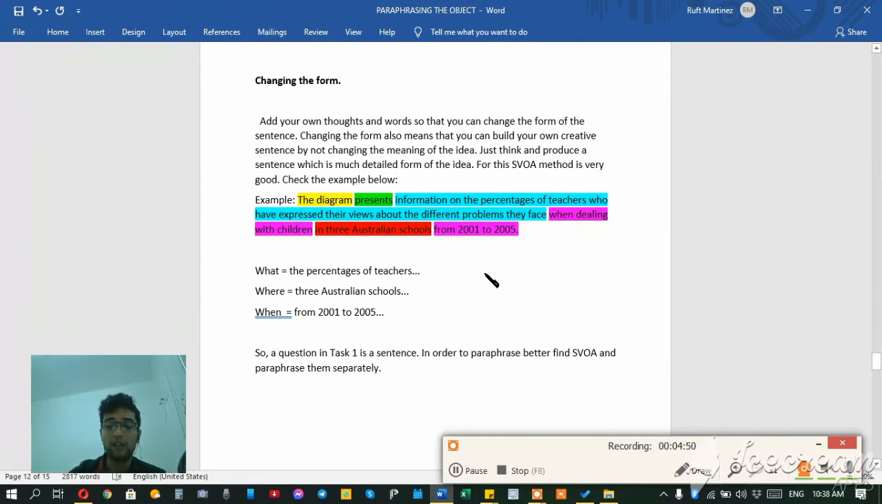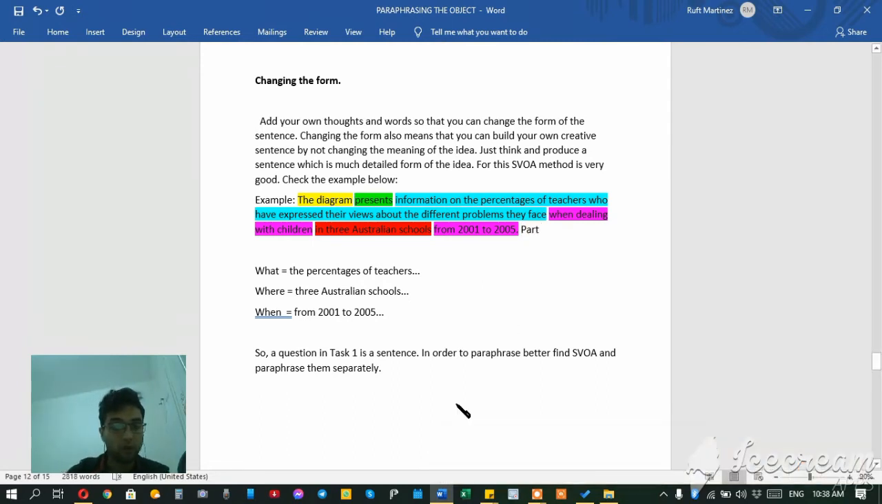What I'm trying to say, find subject, verb, object, adverbial, and expand them simply according to the information in the diagram. Don't write anything from yourself. Task 1, you cannot give your own opinion. You just have to watch the diagram, observe the information, and use the tips and tricks, put them in your writing essay. So what here is an object?